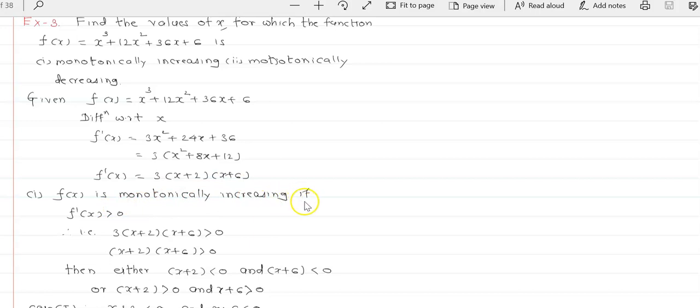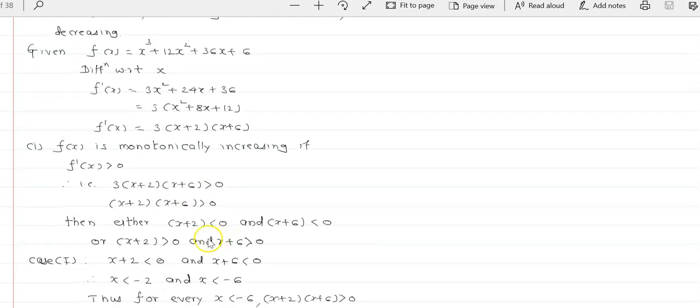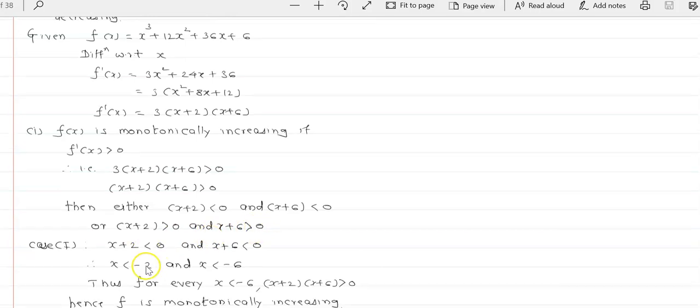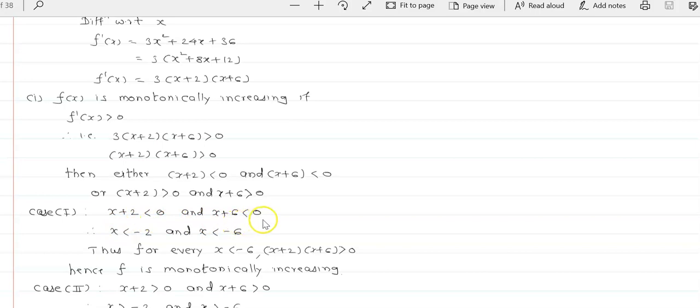f of x is monotonically increasing if f dash of x is greater than 0. That is, 3 (x plus 2) into (x plus 6) is greater than 0. For that, either both of them must be negative or both positive. Either x plus 2 is less than 0 and x plus 6 is less than 0, or x plus 2 is greater than 0 and x plus 6 is greater than 0. In the first case, x plus 2 is less than 0 and x plus 6 is less than 0. That is, x is less than minus 2 and x is less than minus 6. Thus, for every x less than minus 6, (x plus 2) into (x plus 6) is greater than 0.